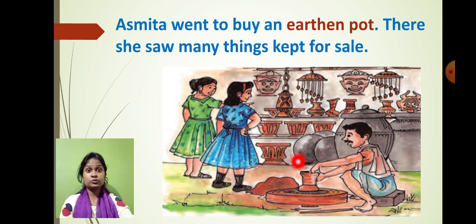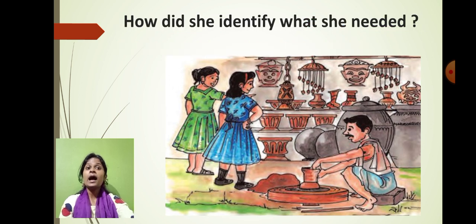Now she went for buying an earthen pot. My question is: how did she identify what she needed? What did Asmita want to buy? An earthen pot. She saw many things kept for sale and she wanted an earthen pot. Now you tell me how she identified that this is the earthen pot and the other things are not. Any guesses? How will she identify the earthen pot?